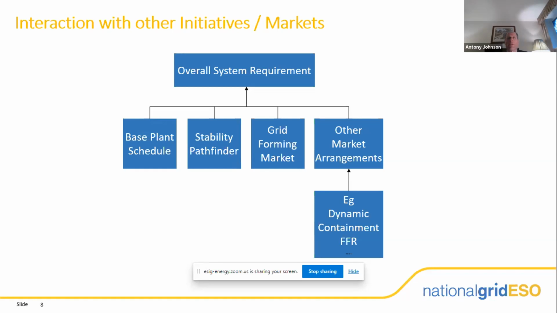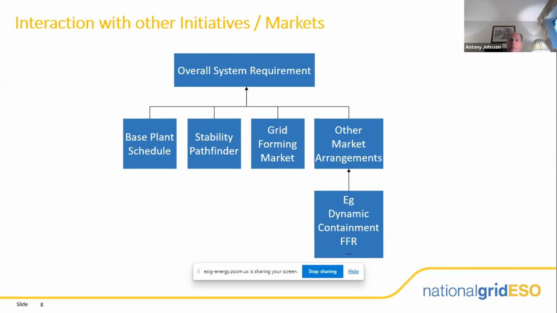In terms of how this would all work in the real world, there's still some work to be done, but we've got the Stability Pathfinder, which is expressing long-term expressions of interest for parties to provide stability products over a long-term time frame. There's also a shorter-term stability market, which we're looking at, and this is all still very fluid at the moment. The important part is that the stability market is going to be used to procure what the system operator needs in real time to ensure that we can operate a safe, secure, and economic system.